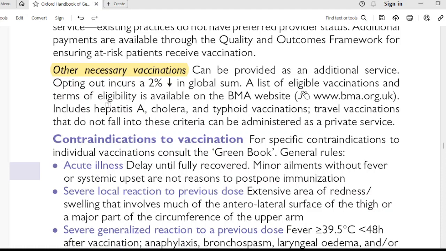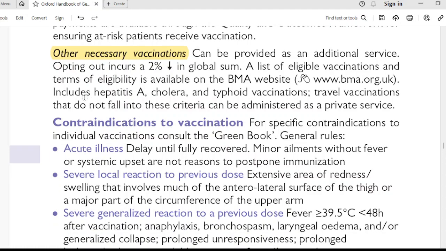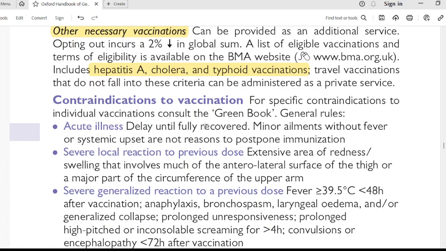A list of eligible vaccinations and terms of eligibility is available on the BMA website. It includes hepatitis A, cholera and typhoid vaccinations. Travel vaccinations that do not fall into these criteria can be administered as a private service.